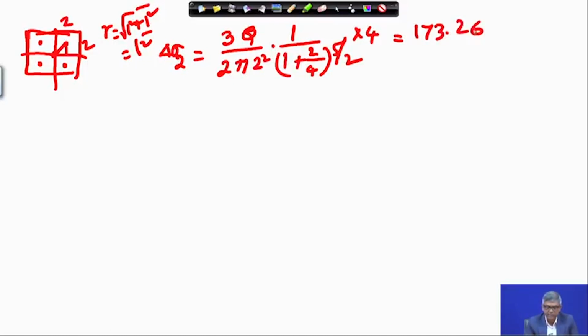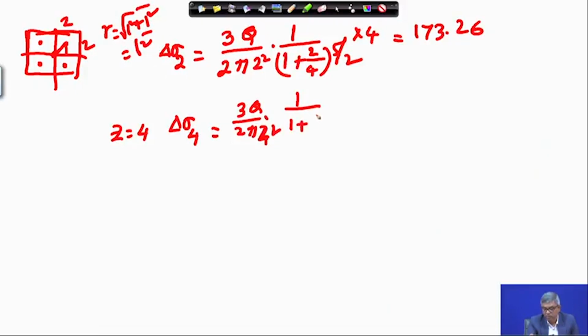173.26. Similarly, if I take z equal to 4 meter, delta sigma 4, same formula if I put, that is 3q by 2 pi z square, actually it is 4 square, and 1 by 1 plus, your radius is same, 2, divided by 16 to the power 5 by 2, and that multiplied by 4 gives you 88.92.